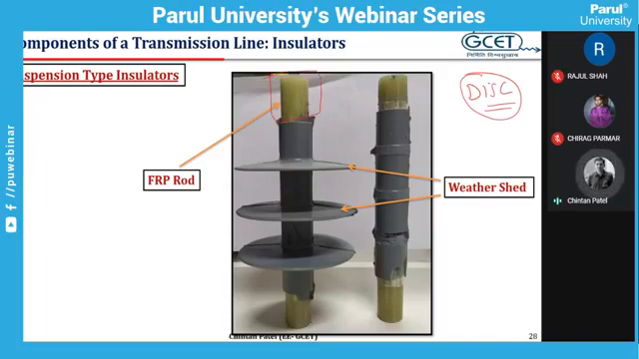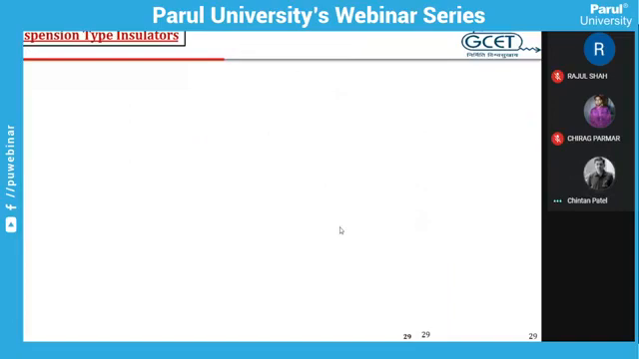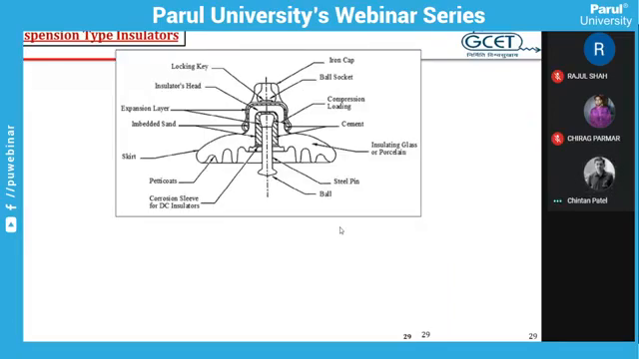At top and bottom, that means here and here, metallic fittings are provided to hold the conductor and to mount the insulator on the cross arm of the transmission tower. So you can see these are the metallic fittings, and in between are the FRP rod and weather shades. The number of weather shades may vary depending on transmission line voltage level. Now I will quickly show you how to calculate the number of discs required in a suspension insulator.